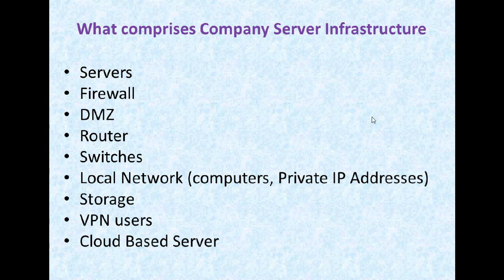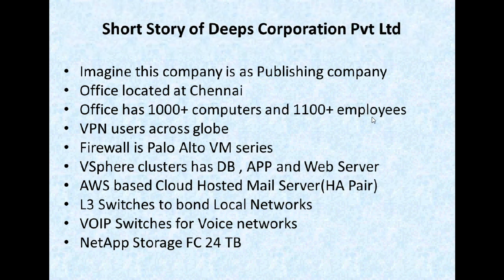Coming to slide 2, we will understand these concepts of architecting by following an example of Deeps Corporation Private Limited. Imagine this is a company. Their primary business is in the publishing sector. Their office is located at Chennai, and the office has more than 1,000 computers, and they have VPN users who are accessing the company infrastructure.